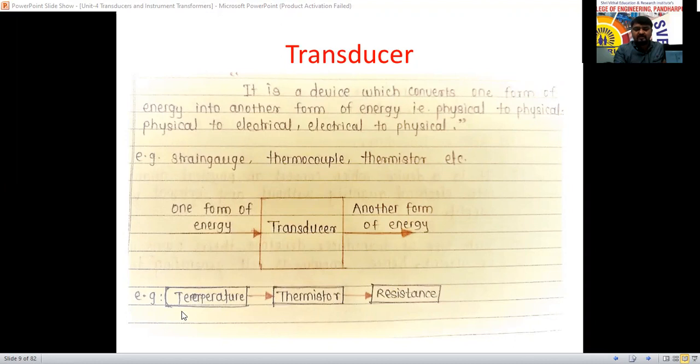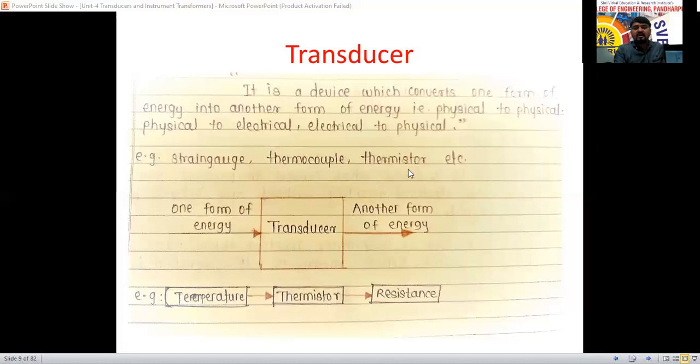So temperature is a physical quantity, yes or no? Temperature is a physical quantity, resistance is an electrical quantity. Yes. One form of energy is converting into another form. I have just given the example here. So this is the transducer definition.